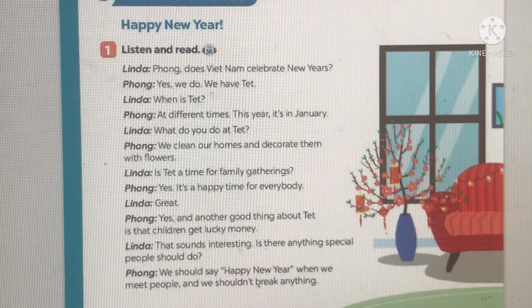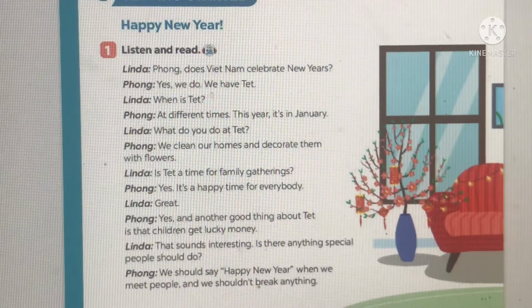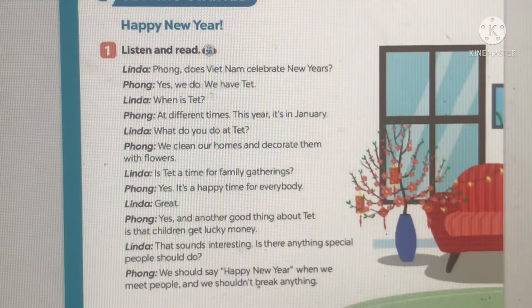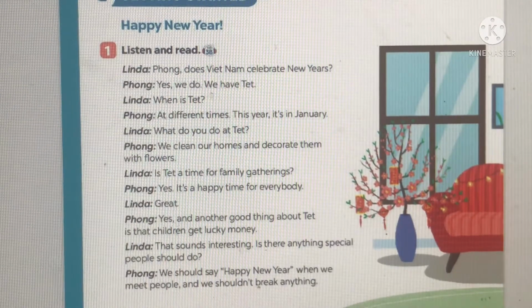Phuong, does Vietnam celebrate New Year's? Yes, we do. We call it Tet. When is Tet? At different times. This year, it's in January. What do you do at Tet? We clean our homes and decorate them with flowers. Is Tet a time for family gatherings? Yes, it's a happy time for everybody. Great! Yes, and another good thing about Tet is children get lucky money. That sounds interesting. Is there anything special people should do? We should say Happy New Year when we meet people, and we shouldn't break anything.